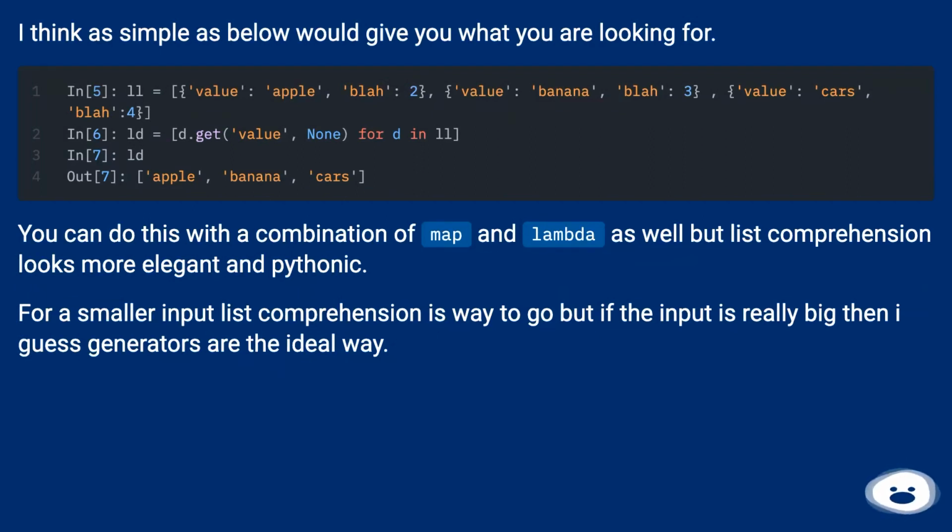You can do this with a combination of map and lambda as well, but list comprehension looks more elegant and Pythonic. For a smaller input, list comprehension is the way to go, but if the input is really big, then I guess generators are the ideal way.